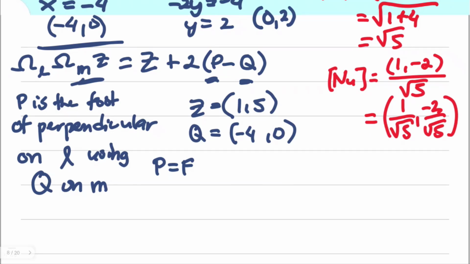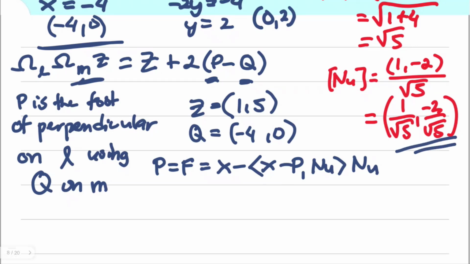perpendicular, which has the formula of x minus the inner product of x minus p and the unit normal vector, times the unit normal vector. We have here our unit normal vector. This is also indicated in the previous videos, and we are able to determine that using a normal vector over the length of that said vector. But we don't know what x is.